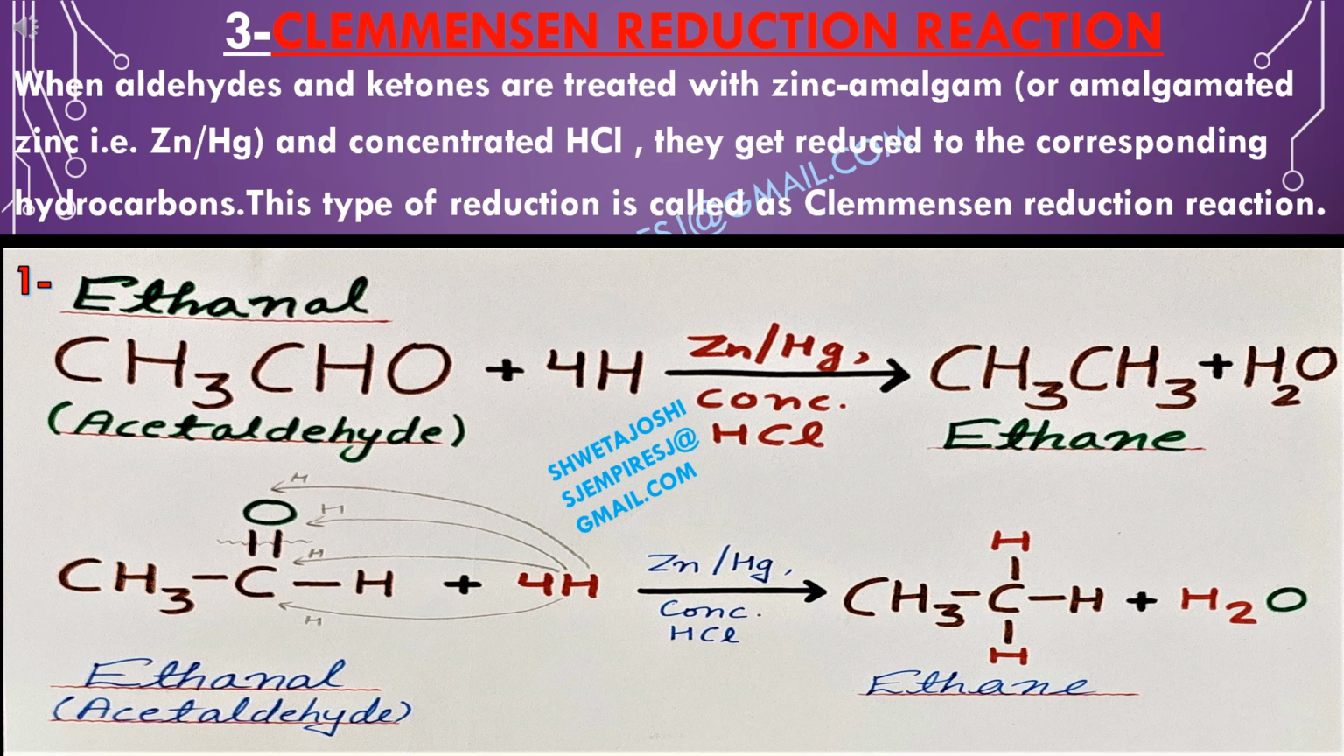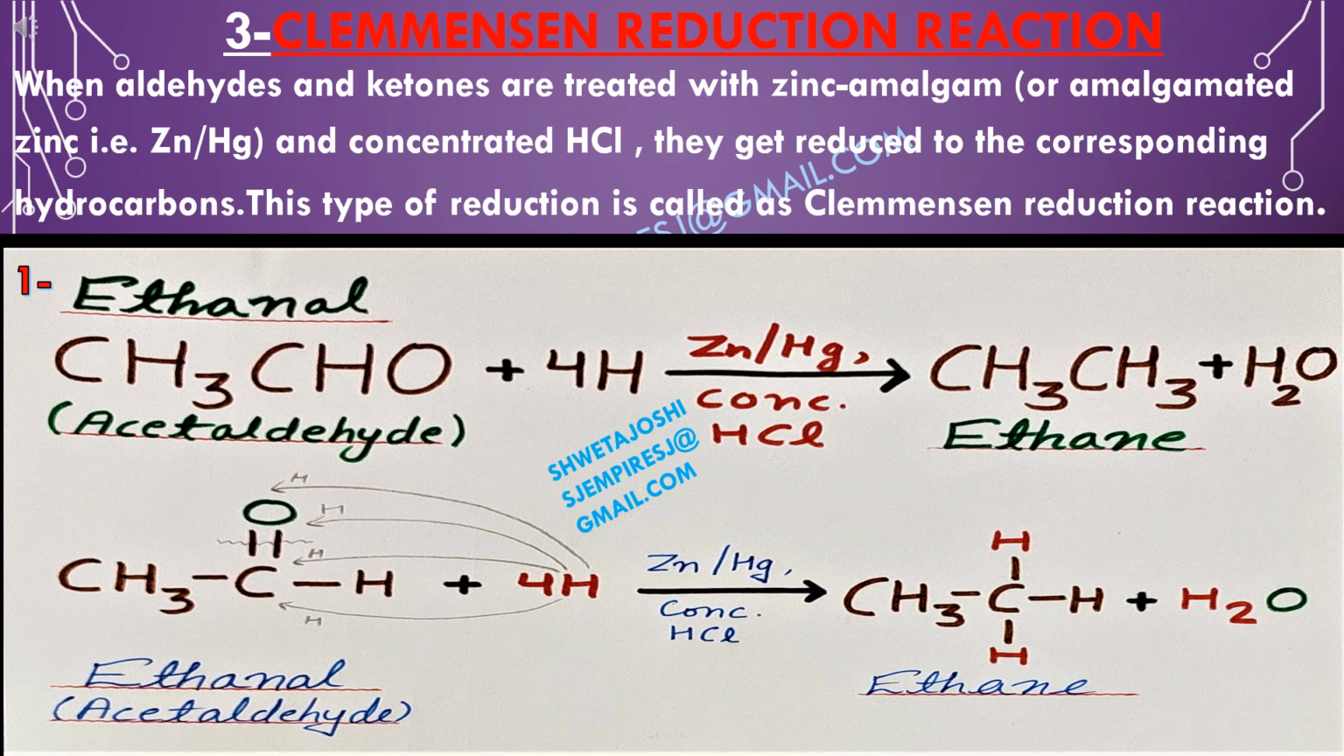So our next reaction is Clemmensen reduction reaction. In this reaction, we have to take either aldehyde or ketone reacting with zinc-amalgam, which is mixture of zinc and mercury and concentrated HCl. After the reaction of zinc-mercury mixture with concentrated HCl, there will be production of 4 nascent hydrogen atoms. Those 4 nascent hydrogen atoms will combine with either aldehyde or ketone molecule, giving corresponding alkane. The side product will be water molecule.